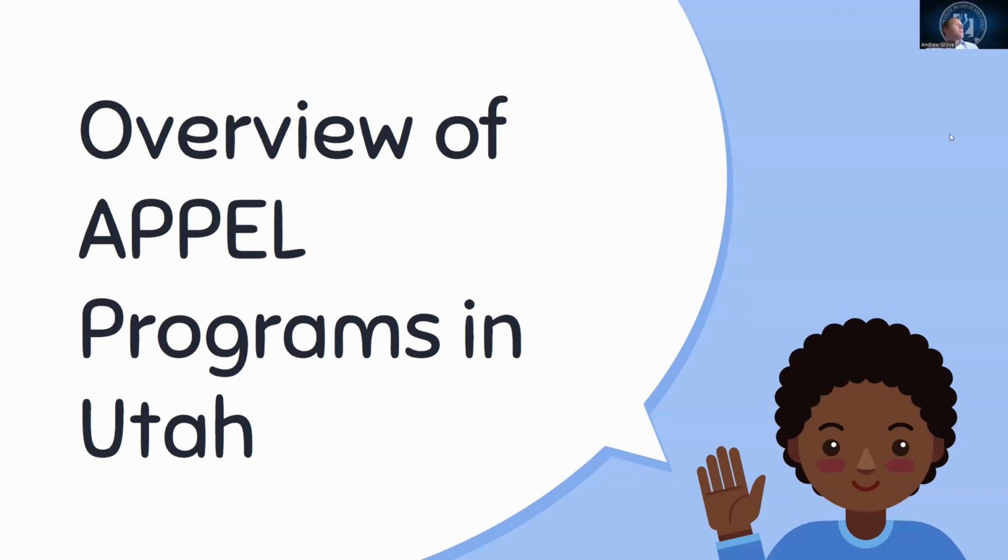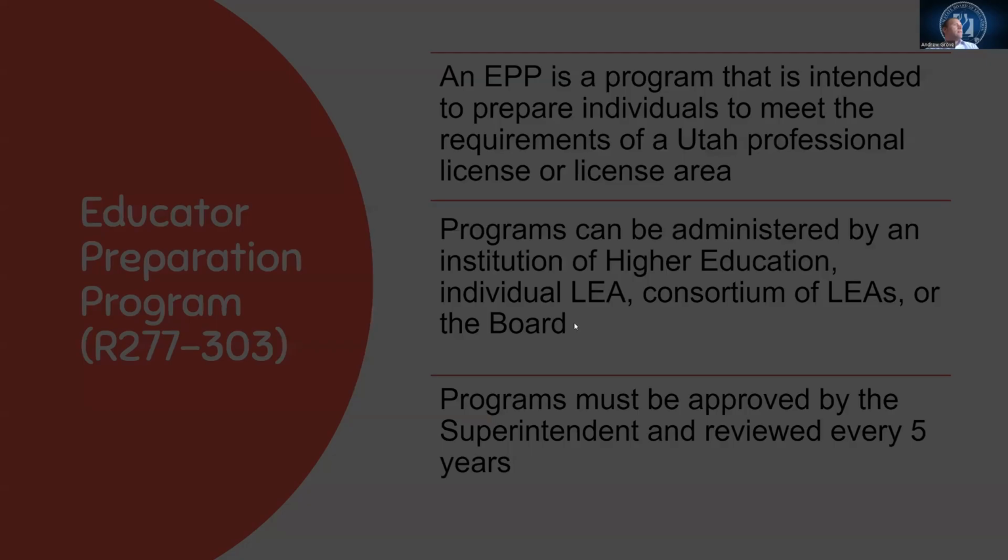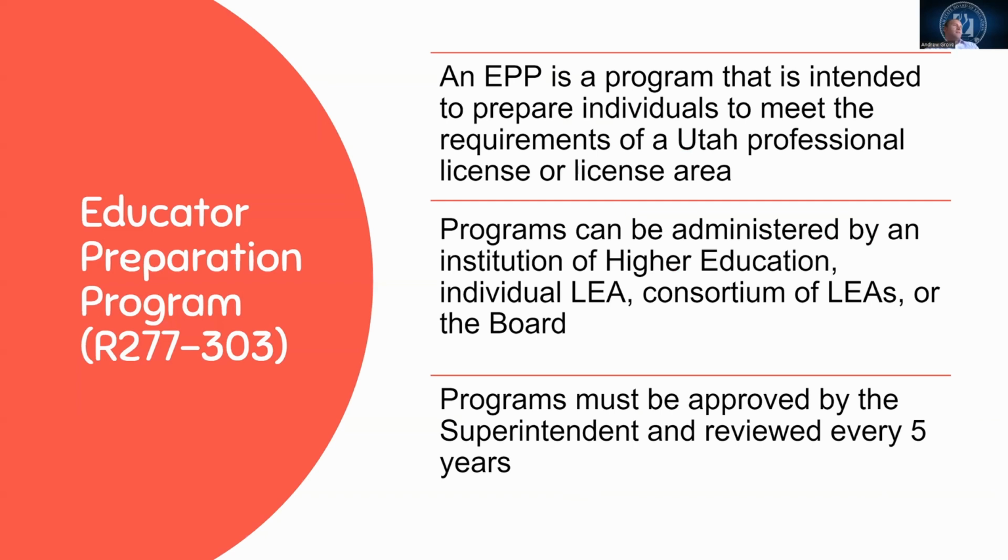All right, thanks, Camilla. So next we're going to give an overview of the APPEL program. We're going to talk a little bit about the context behind it, the history, and then some of the data as well. So anytime you see something that says like R277, that means it's a board rule. And so we reference board rules a lot. So educator preparation is primarily in R277-303 and R277-304.